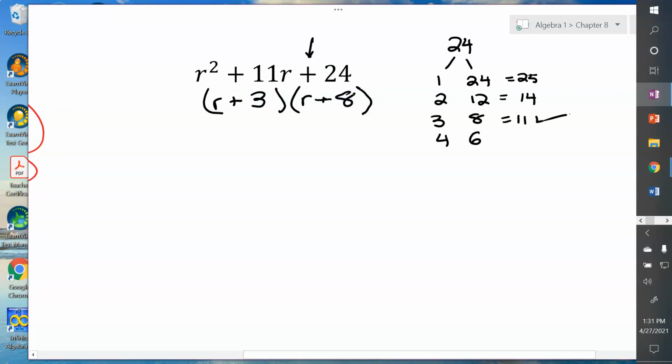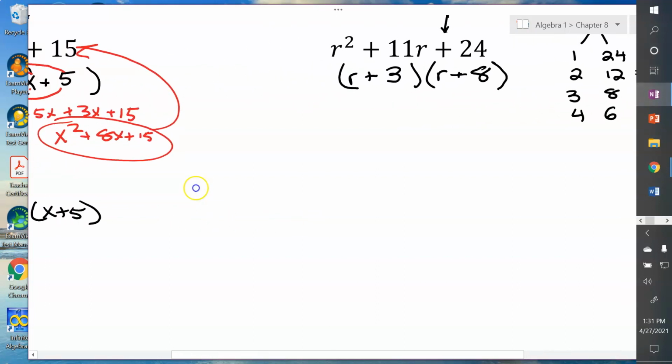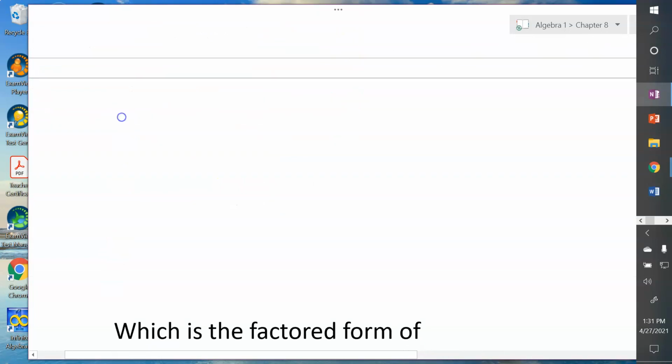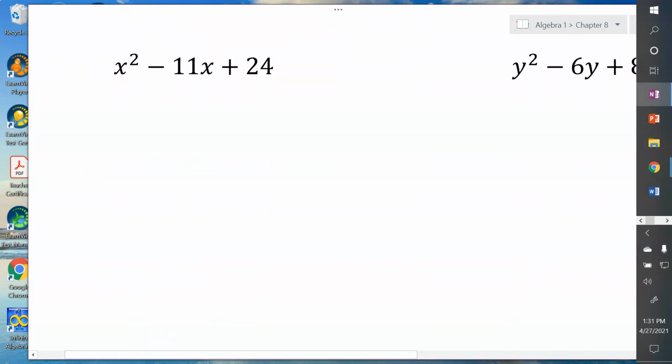Okay. That's all you have to do here for these. There's not really a whole lot of work to show. Okay, now let's look at this one. Now we have x squared minus 11x plus 24. That's similar to what we just did, but this time I have a negative 11x. And I still have a positive 24.